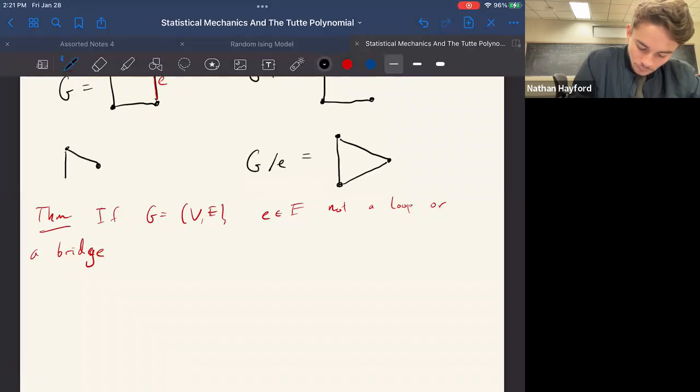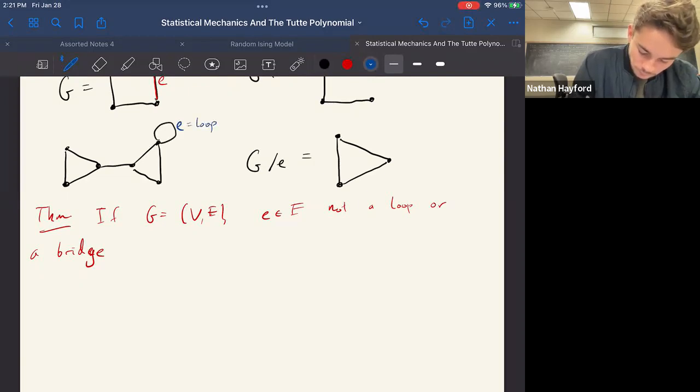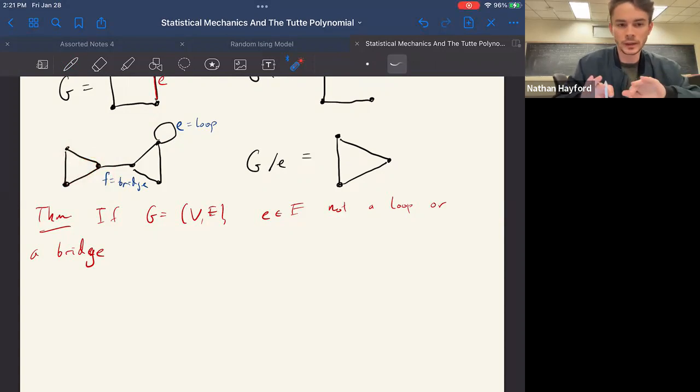So a loop, of course, I'll draw both. The blue one is a loop, and this is a bridge. So loops are things that connect the same vertex to themselves, and bridges, if I cut a bridge out, the graph becomes disconnected, or the number of connected components of the graph increases by 1. So hence the word bridge. If you cut a bridge, then the things are disconnected.